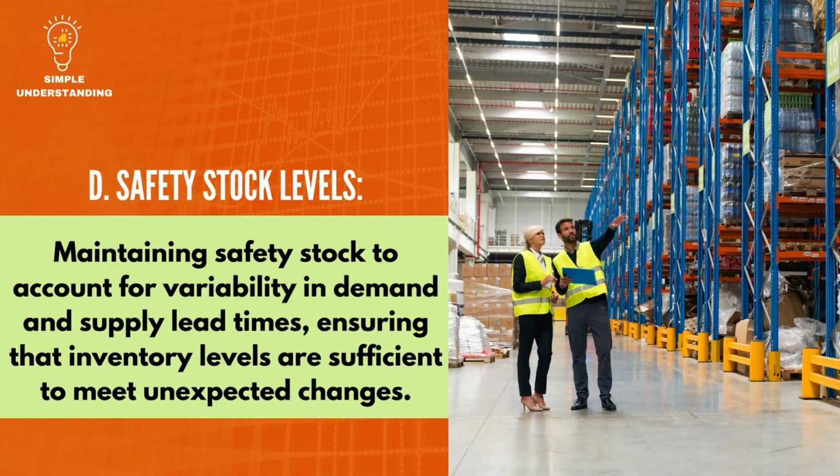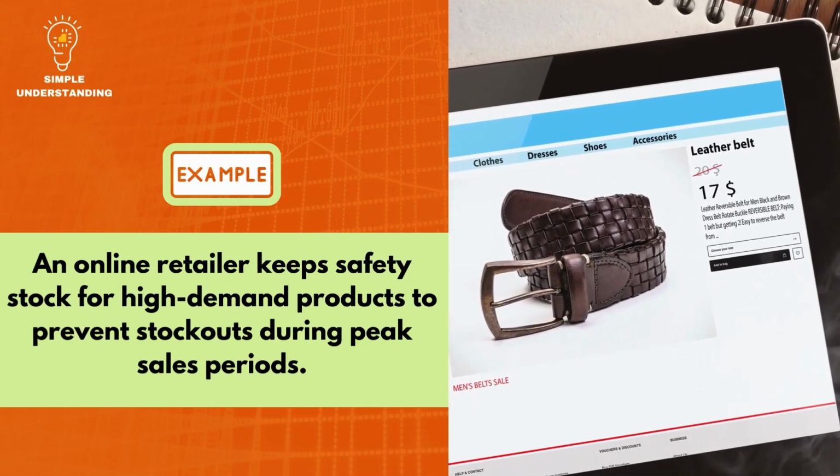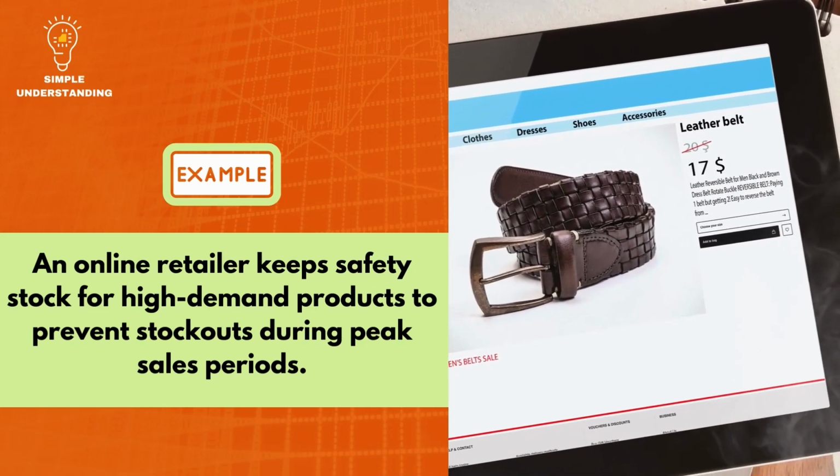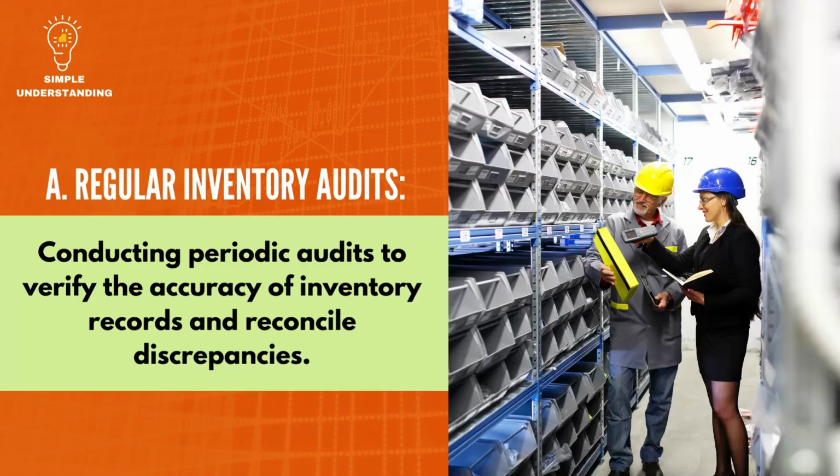D. Safety stock levels. Maintaining safety stock to account for variability in demand and supply lead times, ensuring that inventory levels are sufficient to meet unexpected changes. Example: an online retailer keeps safety stock for high-demand products to prevent stockouts during peak sales periods. Inventory auditing and reconciliation. A. Regular inventory audits. Conducting periodic audits to verify the accuracy of inventory records and reconcile discrepancies.